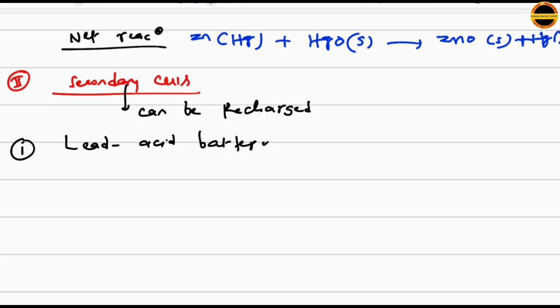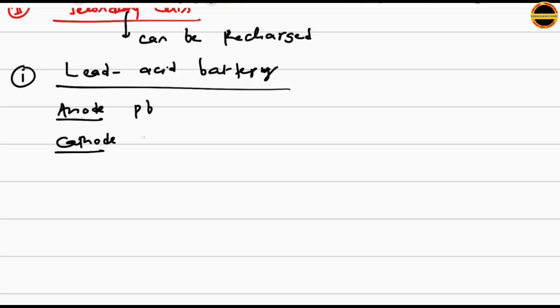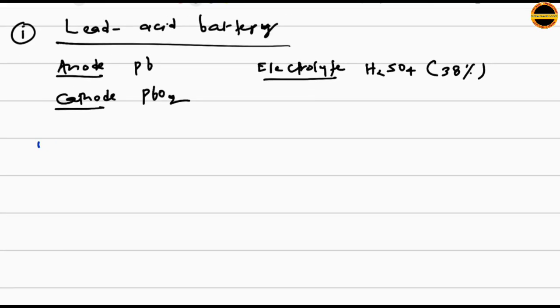In the lead acid battery, what are the components, the anode and cathode? You have to remember the anode and cathode of each cell, which is important. Here the anode is Pb and the cathode is PbO2, lead dioxide. Electrolyte here is 38% H2SO4, meaning 38 grams of H2SO4 mixed with 62 grams of water. Then I am writing the net cell reaction for the lead acid battery.